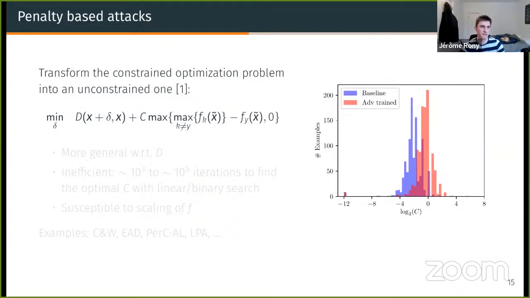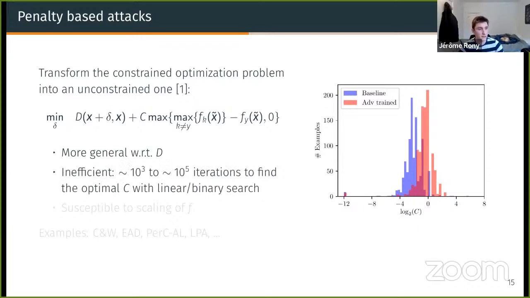The second main family of attacks is the penalty-based attacks. Instead of solving a constrained problem, you transform it into an unconstrained one. That's mainly the approach of the Carlini and Wagner attacks. You minimize the distance plus C, which is your penalty weight, times your penalty. Here it's a difference of logits. It could be other things, but it works pretty well in practice. So it's more general with respect to D. Since we're using gradient descent, you only need D to be differentiable. The issue is that it's usually inefficient, because you need to find the optimal C with a linear and binary search.